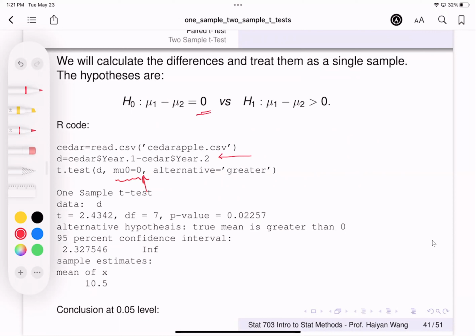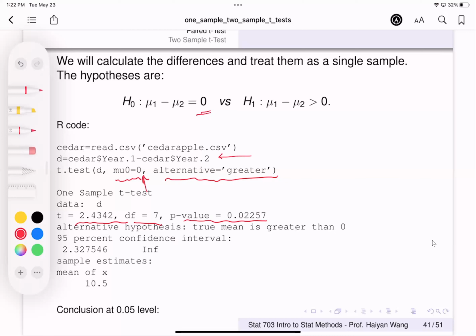But if we are testing whether the mean difference is equal to another number, for example, whether the mean difference is equal to 1 or bigger than 1, in that case we have to specify mu0 equals 1, okay? Afterward, we specify alternative equals greater, and that will conduct the test for us. We have the statistic here, and the degrees of freedom, which is n-1, and then the p-value here, and from there we make a conclusion.